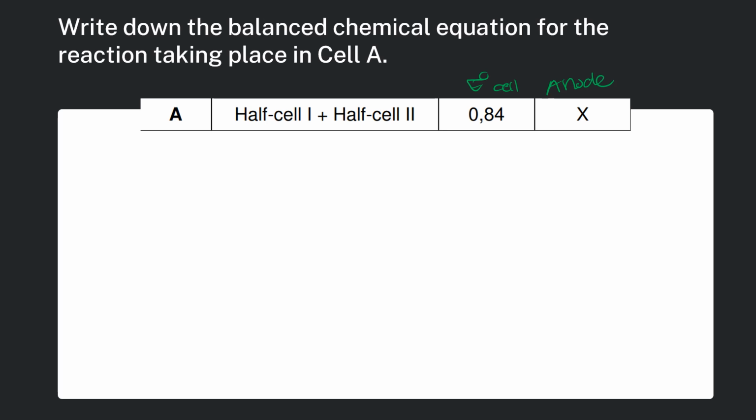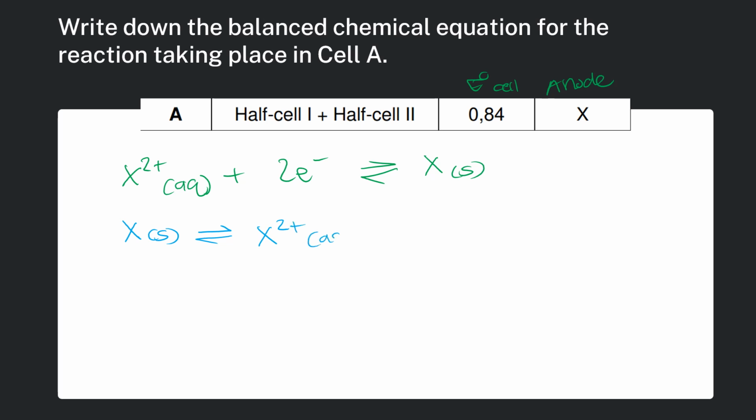So half cell 1 was X2+ aqueous plus 2e-, giving us X solid, from the first part. But we're told that this is the anode, so we're going to rewrite this. Because oxidation is occurring here, we expect this to go in the reverse direction. So we expect X solid to become X2+ aqueous plus 2e-, showing that oxidation has occurred.